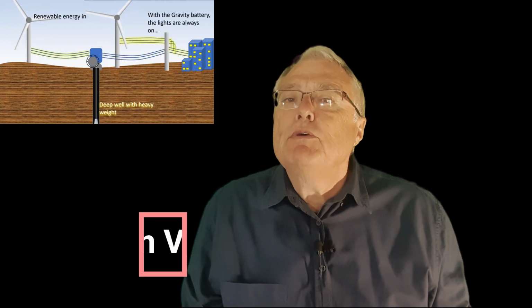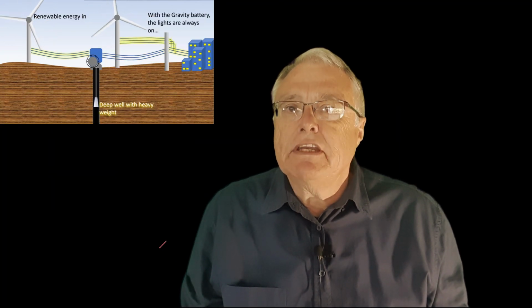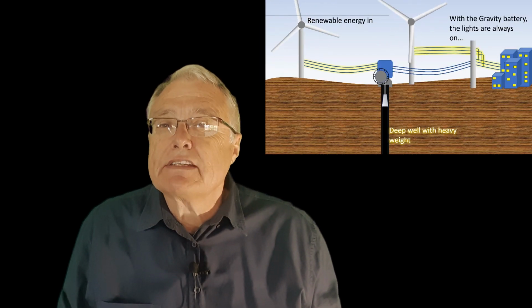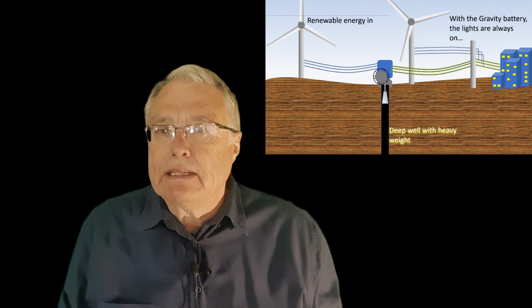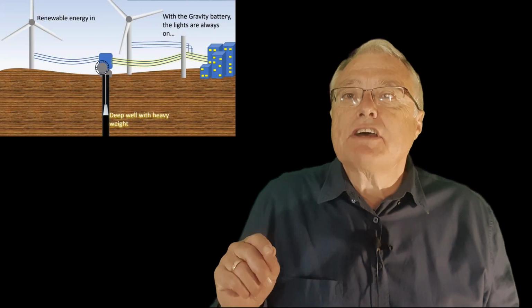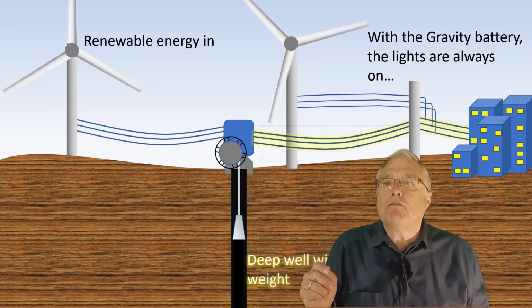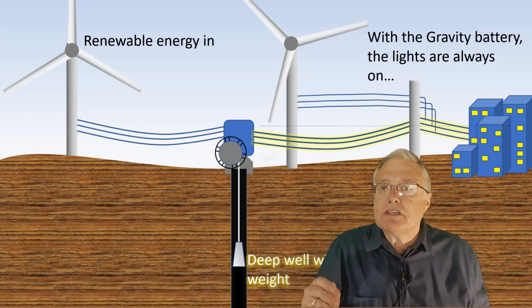The big problem with renewable energy is the storage of the energy generated with the wind or the sun. Chemical batteries are expensive and only have a limited lifetime. One of the solutions I propose is the so-called gravity battery. It stores the electrical energy in the form of potential energy.